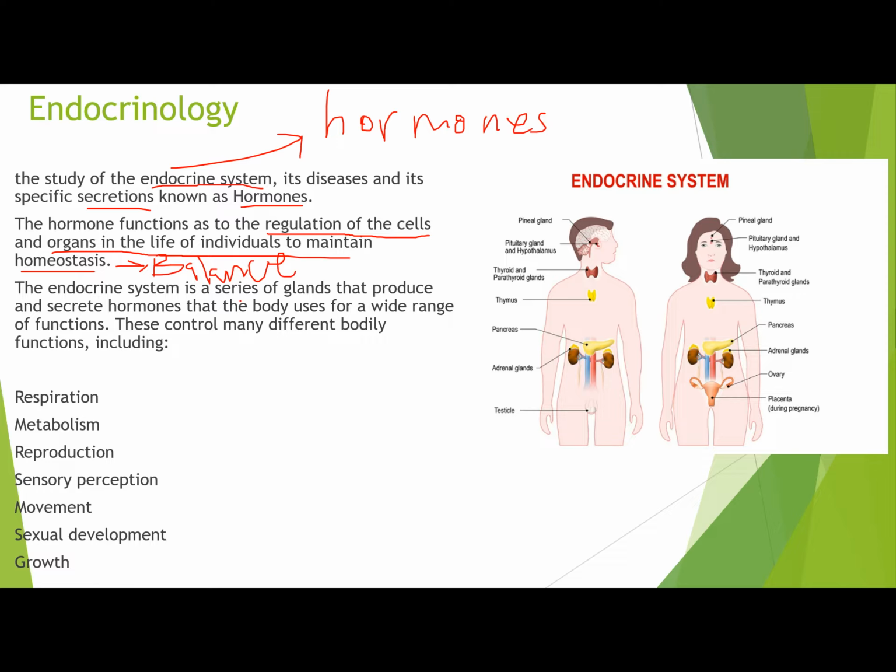Now, the endocrine system is composed of a different series of glands that produce the hormones and have a variety of functions. Now, these functions can include respiration. So, imagine that, class. Hormones would control your breathing. Metabolism, reproduction, sensory perception, movement, sexual development, and even growth. So, that is how important it is to our body.